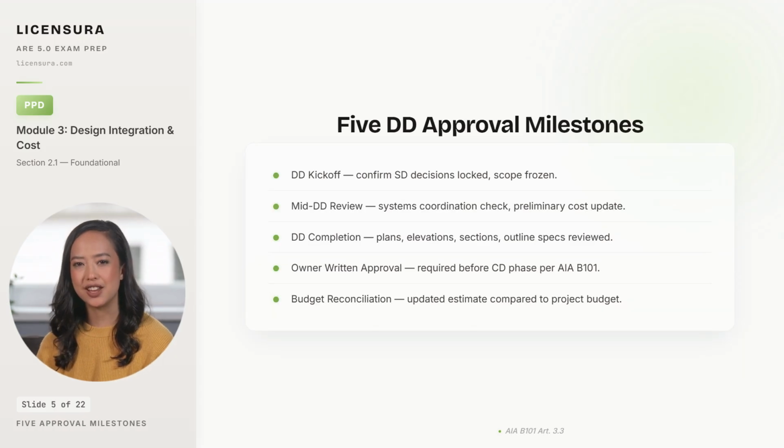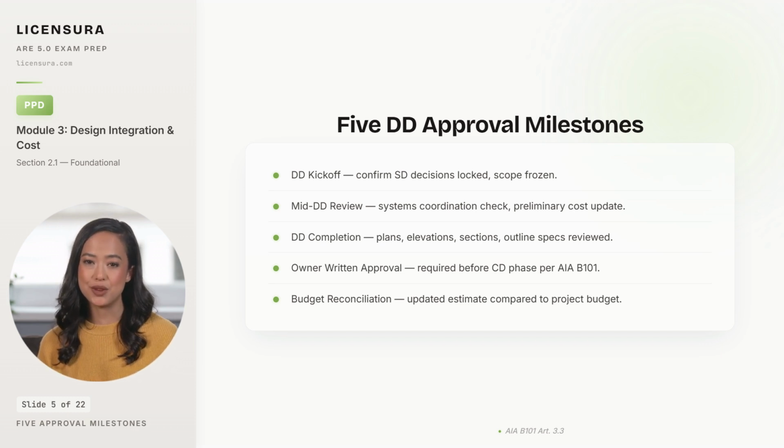5 milestones structure the DD approval cycle so that nothing falls through the cracks. 5 milestones that structure a defensible DD approval cycle. DD kickoff is the moment you confirm with the owner that all SD decisions are locked and the project scope is frozen. This is when you put any remaining SD level ambiguity in writing and get it resolved before the team starts drafting DD.